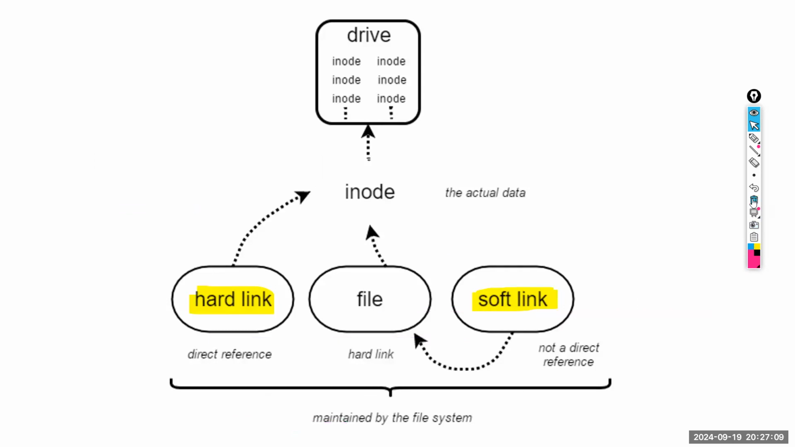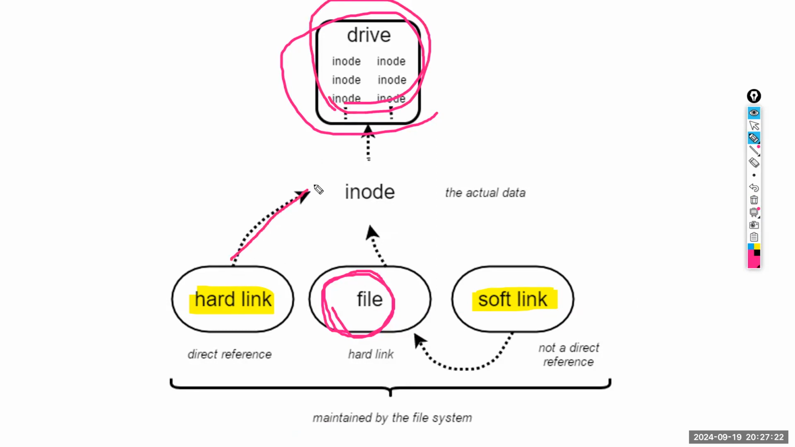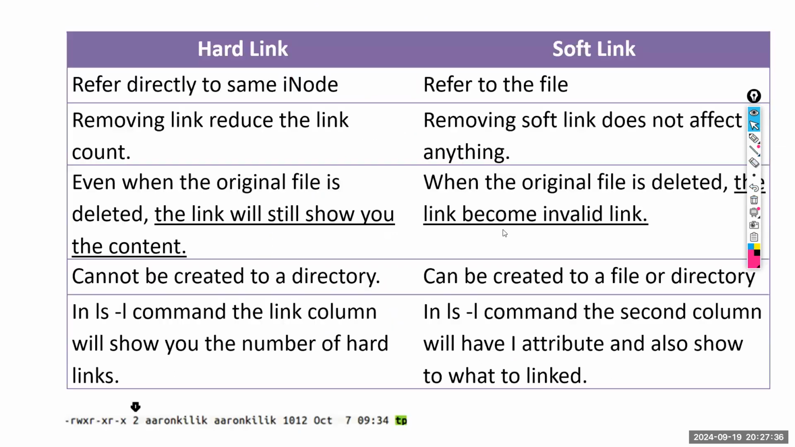So this is the idea behind it. This is your file, or this is the inode related to the file. Your hard link is directly referring to that inode, but a soft link is not a direct reference. Hard links are direct references. So this is a comparison between hard link and soft link. I'll just go through it.